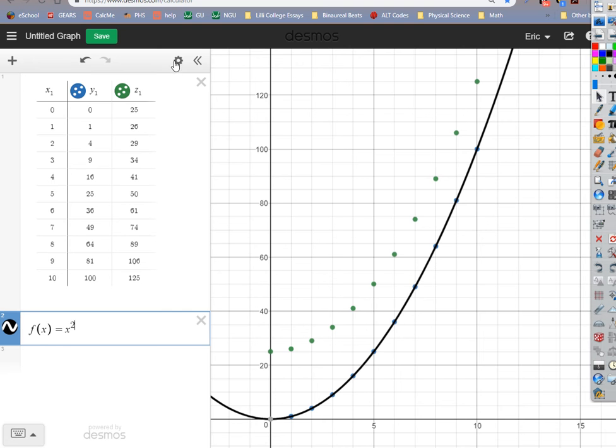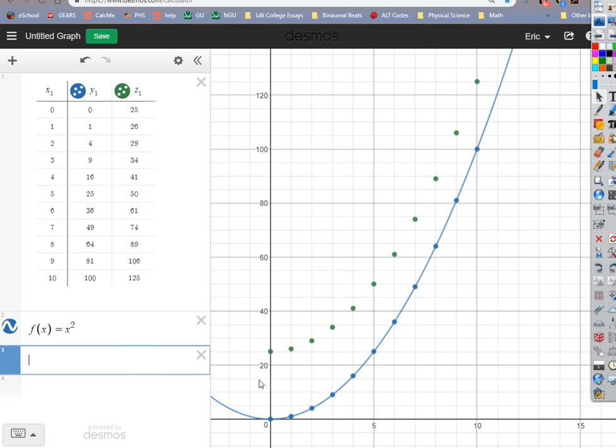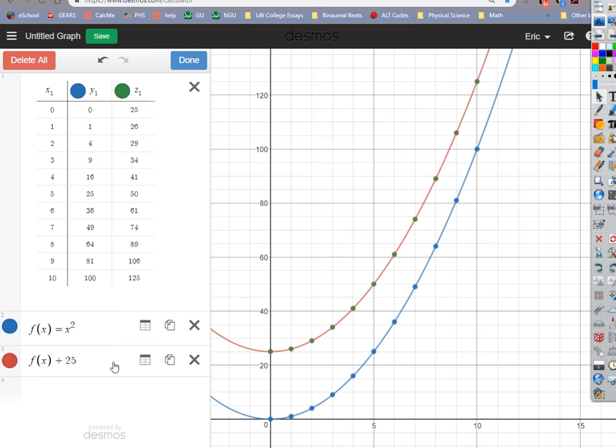And what do you know? We've got to get the colors right, though, don't we? That's wrong. Blue. There we go. How's that? Okay. And if I want to do the green one, what would it look like? Okay, so we'll call it f of x. I could call it g of x, you're right. I'll just say f of x plus 25, and I got the color wrong again, so let's fix that. Much better. Okay. Look good?